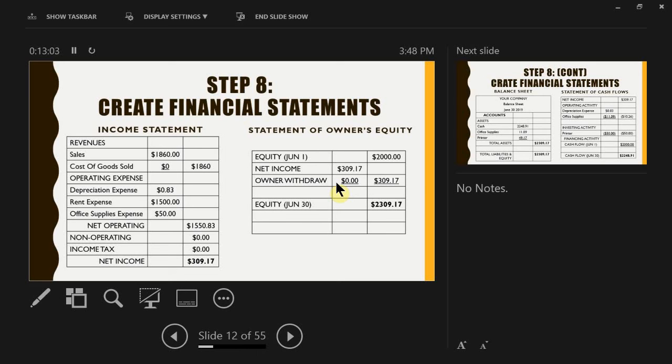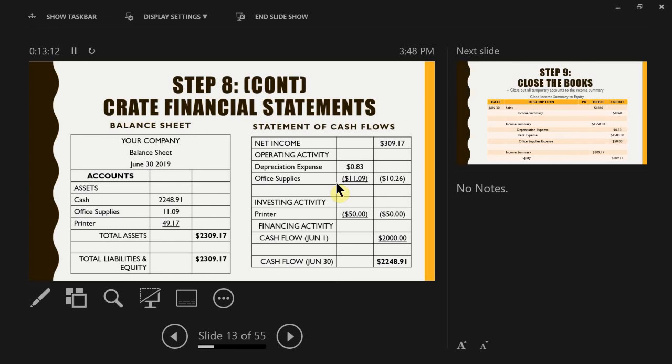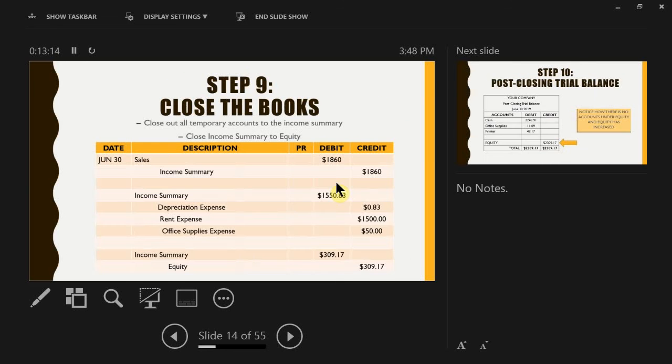Once we do that, the next step is going to be computing and creating your financial statements. So once again, we're going to go through every single one. Income statement first, statement of equity, balance sheet, then the statement of cash flows. Then we're going to close out our temporary accounts into our income summary. So once again, this is more relevant towards the end of the class when we actually go ahead and compute this and close out the books for our project.